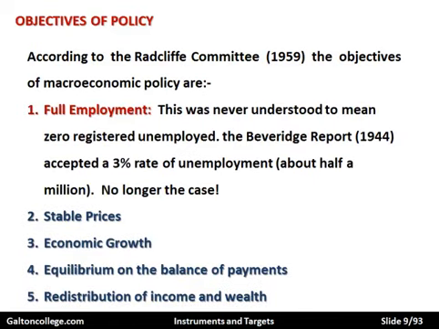Now, if we go back to the first one, full employment, this was never understood to mean zero registered unemployed. The Beveridge report in the UK, which was published in 1944, accepted a 3% rate of unemployment. Difficult to say now. Back then it was about 500,000 people out of work. It's no longer the case.